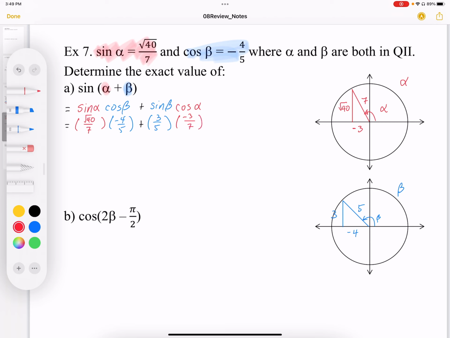Okay, so once I've plugged it all in, I just need to work that out. I get negative 4 root 40 over 35, and you should notice that we end up with a common denominator here. So we end up with negative 9, and we just combine those numerators because the denominators are common. So negative 4 root 40 minus 9, and that's all over 35. There's my final answer. That's the exact value.